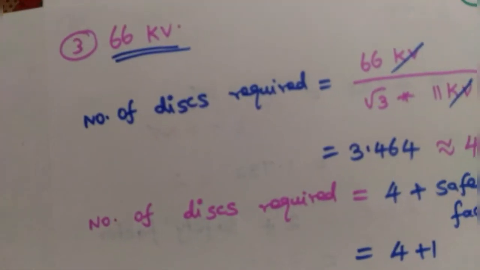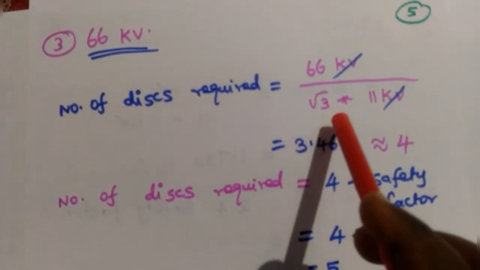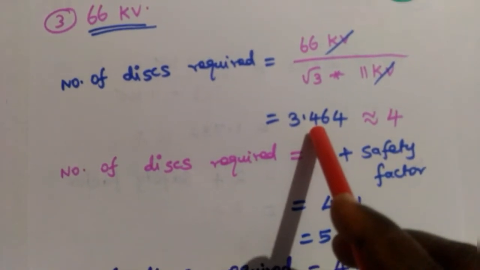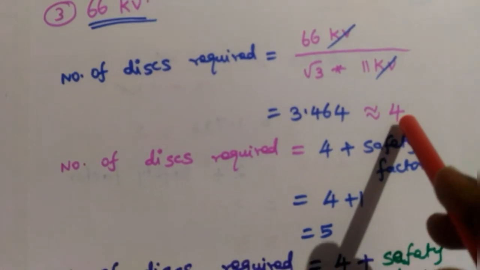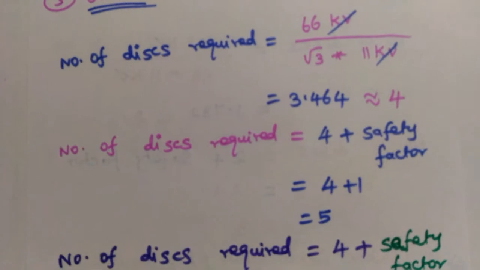So for a 66 kV transmission line, the number of discs required is again the line voltage divided by root 3 into 11 kV. After simplification we get 3.464, which we approximate to 4. Now we include the safety factor with that 4. Calculated disc value 4 plus 1 is equal to 5.